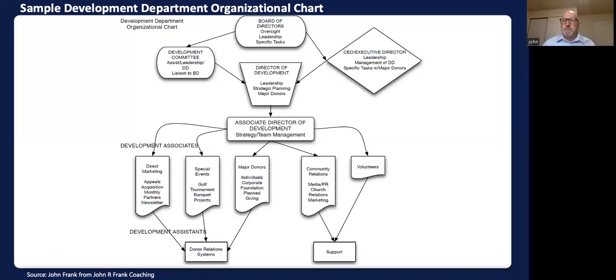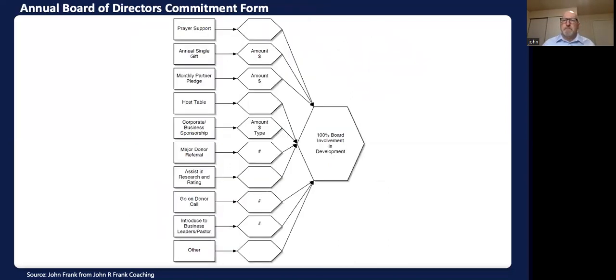Yeah, that's great. Okay, John, you can go ahead and jump to the next slide if you'd like. All right, now this is my simple little form on how I get 100% board involvement in development.